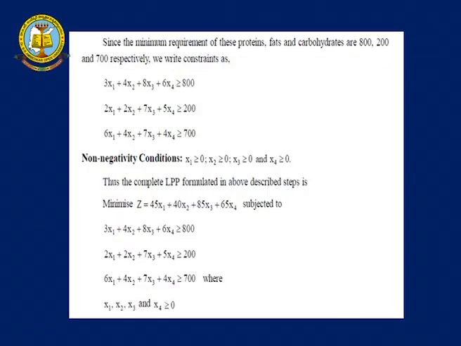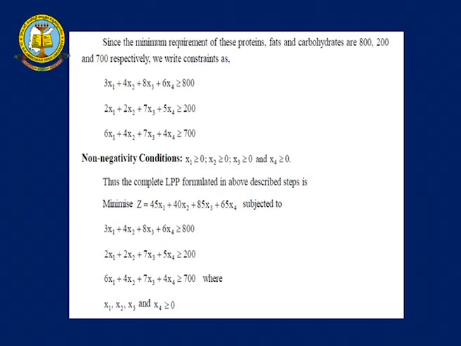Based on proteins per day, I am preparing one constraint: 3x1 plus 4x2 plus 8x3 plus 6x4, and he is saying 800 minimum requirement. As 800 is the minimum requirement, it should be either 800 or more than 800. Minimum is 800, so the value will begin from 800 onwards. That is why I am taking the inequation 3x1 plus 4x2 plus 8x3 plus 6x4 must be greater than or equal to 800. This is also important. Why am I taking greater than or equal to? Why can't it be less than or equal to, or equal to?